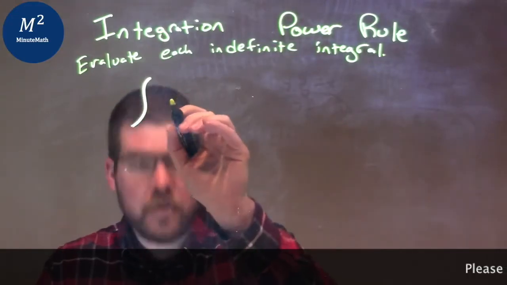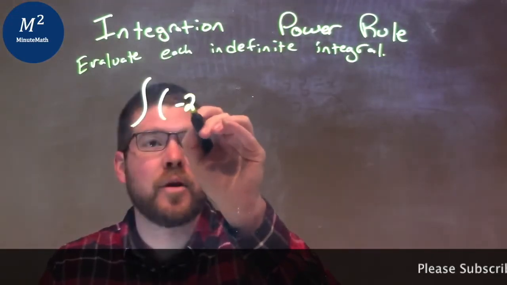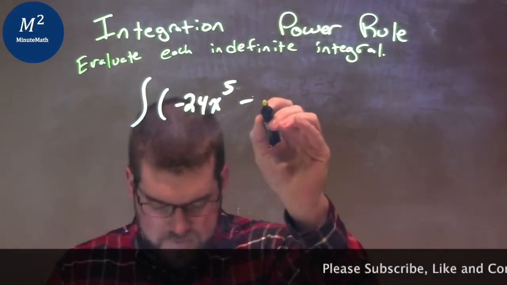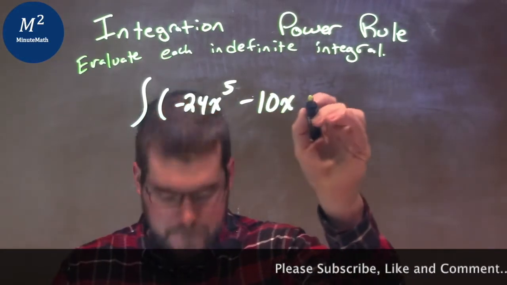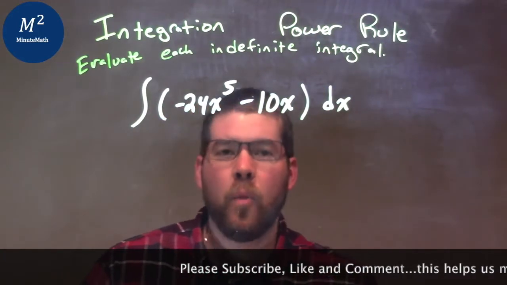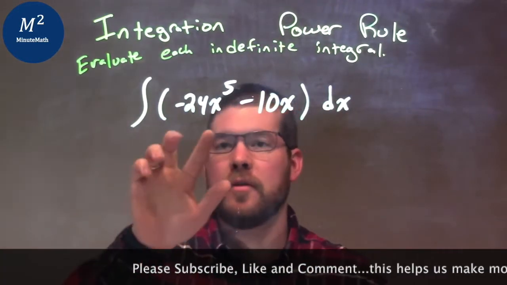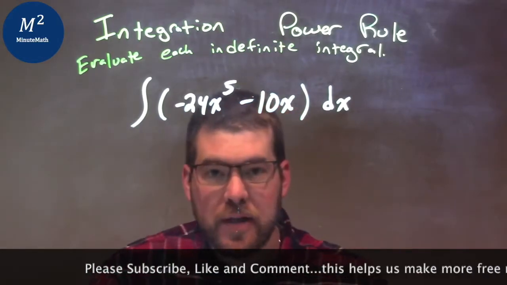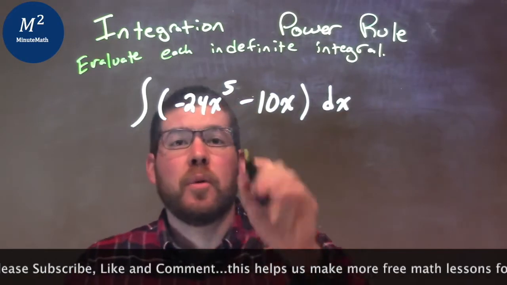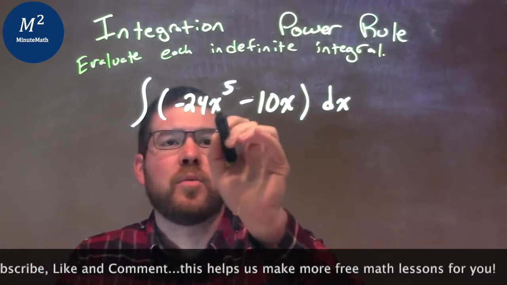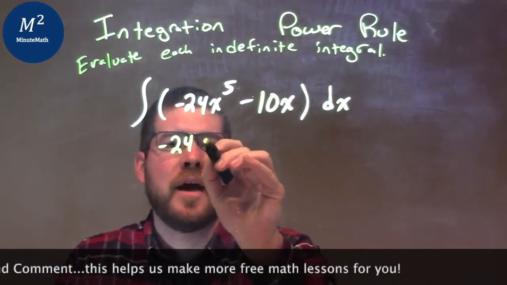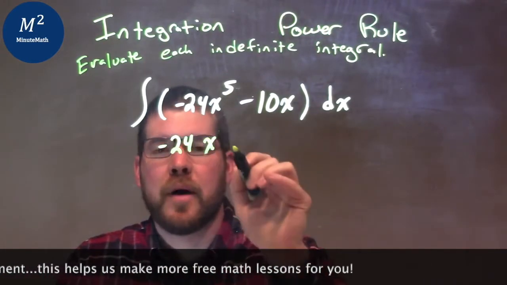Integral of negative 24x to the 5th power minus 10x dx. Okay. Now, what we can do is take the integral of both parts individually here. So we do the power rule on each one individually. So with that, we look at the negative 24x to the 5th. Well, I'm going to keep the constant, negative 24, and then the x. But I'm going to raise that exponent by 1.